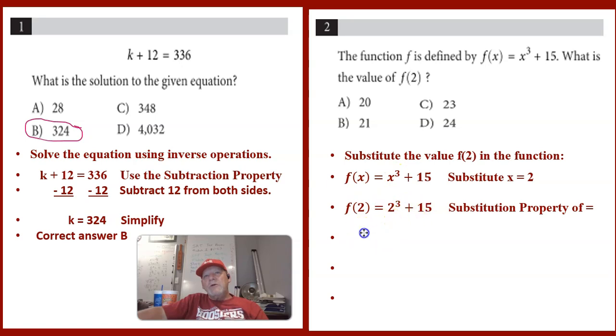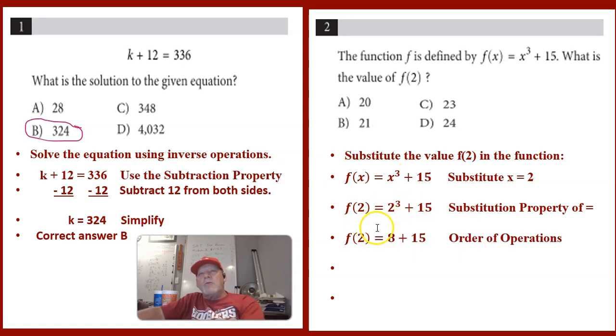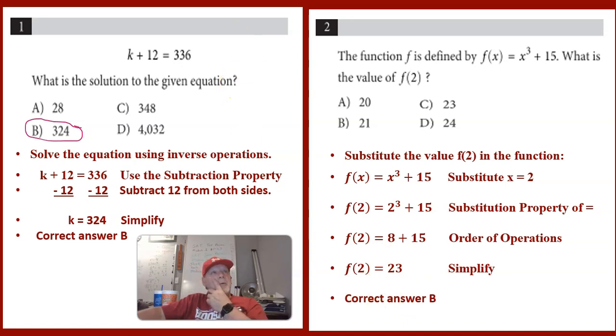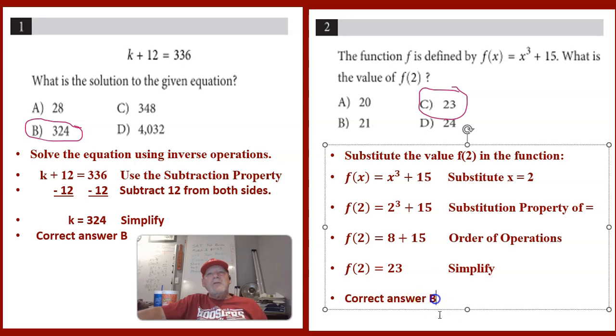So 2 cubed plus 15. I'm going to use the order of operations where you have to do the exponents before you add. 2 cubed is 2 times 2 times 2, which is 8, and 8 plus 15 will be 23. Another fairly simple one. Hopefully you were able to get choice C. I've got a B down there, but it's really C. So I'll change that on here.